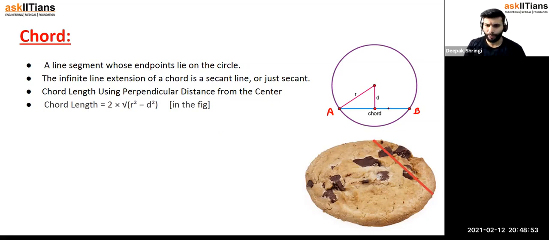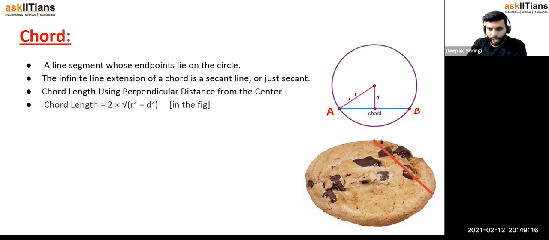If you extend A and B on both sides, you will get the secant, right? That we know. So, chord length using perpendicular distance from the center. Now see, guys, how to find the length of the chord. Actually, we have learned in our ninth standard that any perpendicular drawn from the center divides the chord into two equal parts, right?